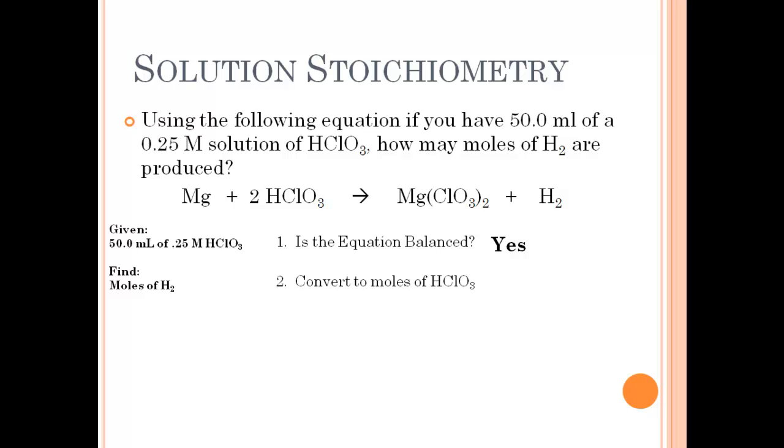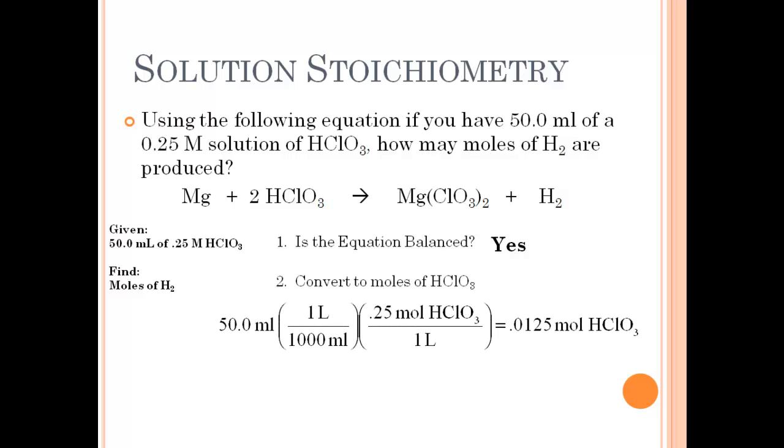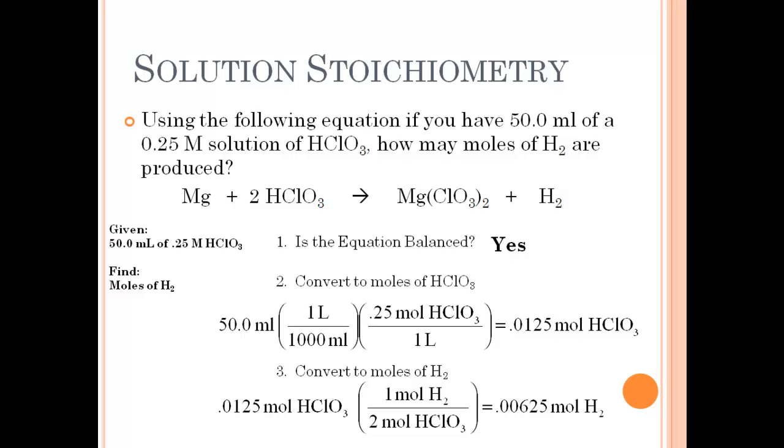Now you're going to convert to the moles of chloric acid. To do this, we take our volume that we're given, change it to liters, then we use our molarity, and remember molarity is moles per liter, to find the number of moles of chloric acid in that solution. So now that we know that we have 0.0125 moles of chloric acid, we need to convert to the moles of hydrogen gas. And to do this, we need to go back to our balanced equation and find the mole ratio. So with the moles of chloric acid, we find that for every 2 moles of chloric acid reacted, we will produce 1 mole of hydrogen gas.